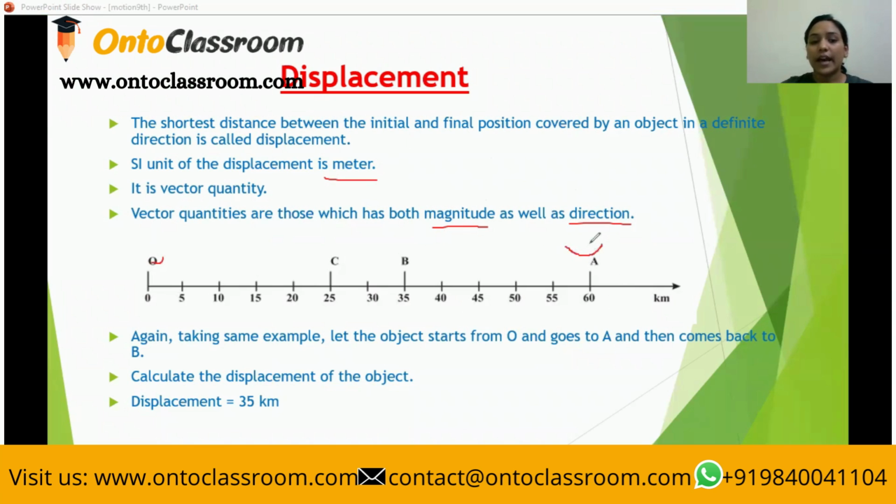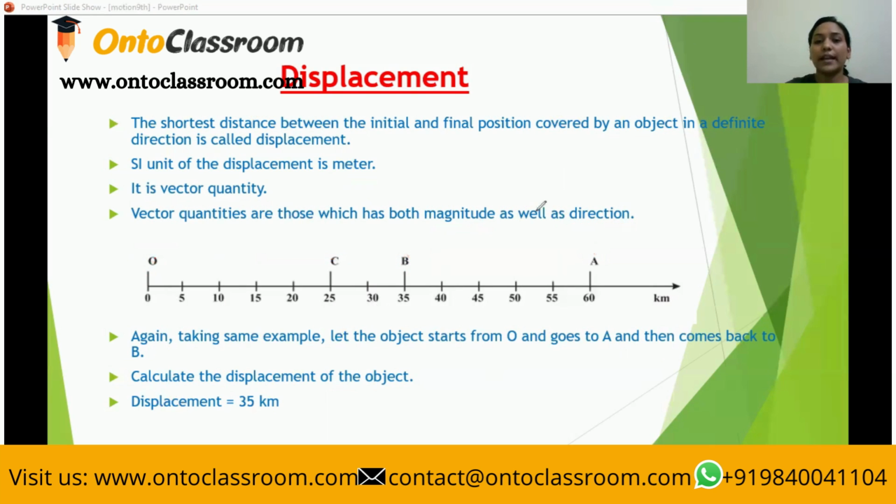Like here, after traveling to position A, it comes back to position B. Now what will be the displacement? Here you have to first see what the initial and final points are. So the initial point will be O, and after traveling some distance, the final point will be B. The shortest distance between initial and final will be your displacement. So here the displacement will be OB, and the value of OB will be 35. So this is displacement.